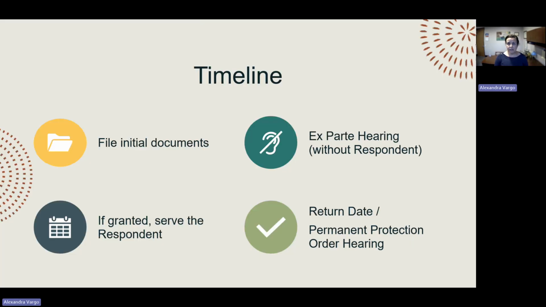So the timeline of a protection order case: you file the initial documents, and if it's granted, you serve the respondent. You have an ex parte hearing without the respondent. So ex parte means just one party, not the other. And then you have a return date or a permanent protection order hearing date.